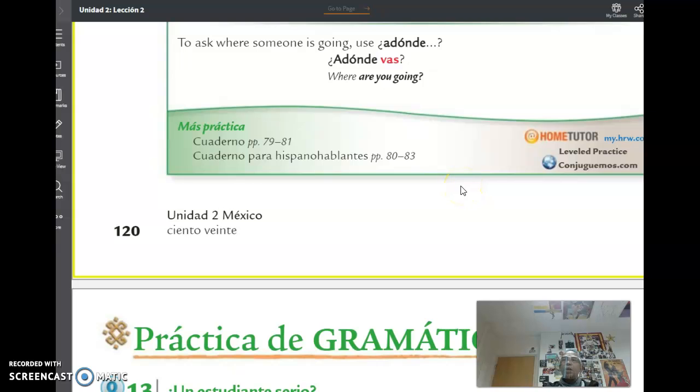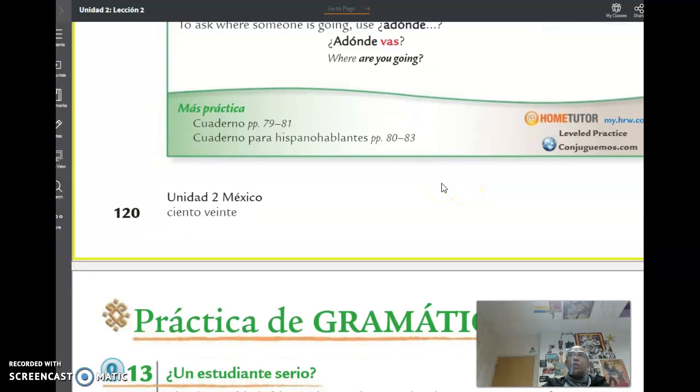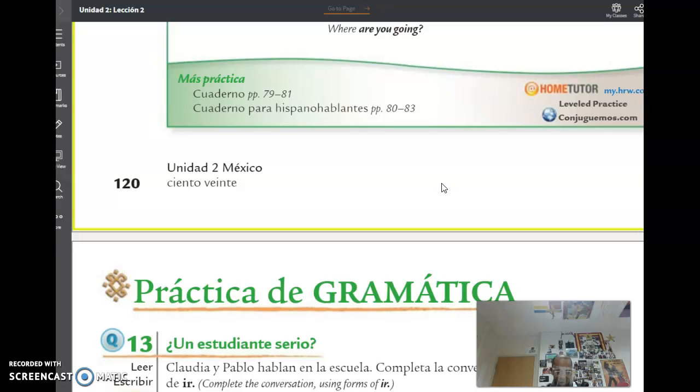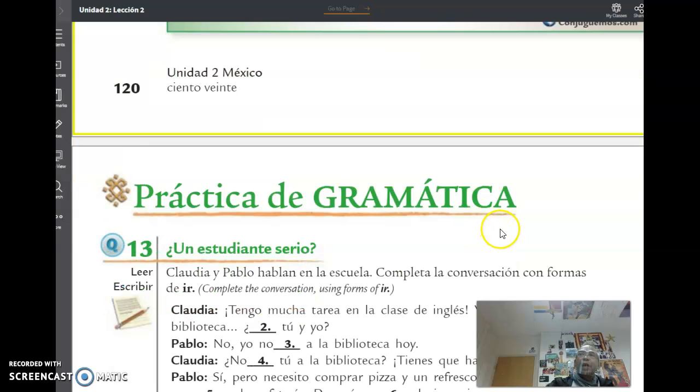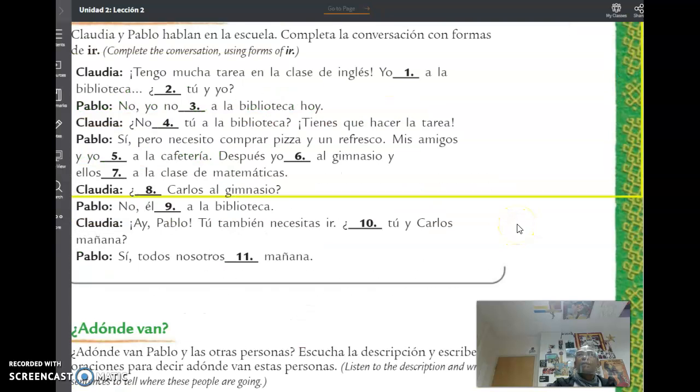When you go here to page 121, you will have activity 13. You will have to read that and complete the conversation using the form of the verb ir, okay? So let's try to do it together.